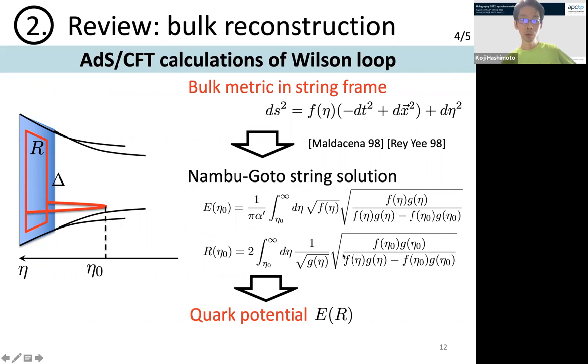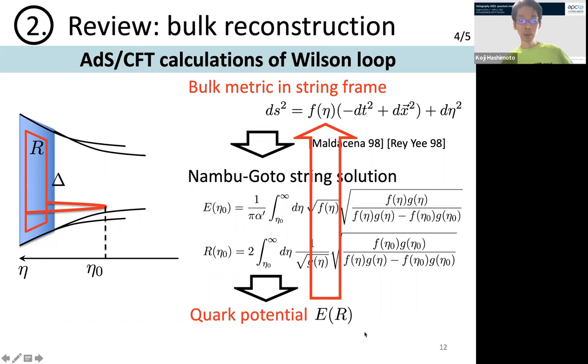So what you do is, for a given metric, you compute the configuration of the Nambu-Goto string, and then you get the Wilson loop. The bulk reconstruction means whether you can go backwards like this. For a given quark potential, E of R, where R is the separation between quarks, can you get this metric? The metric is given by, for example, here, the unknown function f of eta. You just assume that it's asymptotically AdS, but this functional form is unknown, okay? Then whether you can find this f of eta function out of this quark potential, that's the question.